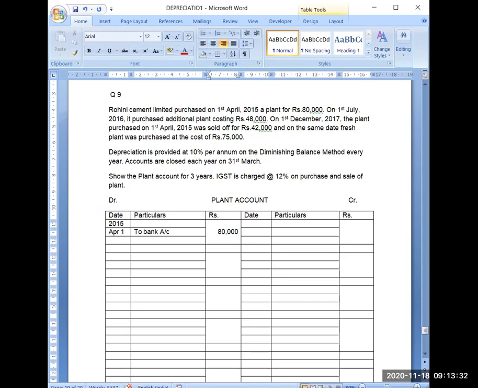On 1st July 2016, now I have to decide whether this 1st July 2016 will be in this year only or in the next year. So you decide and tell me. Whether this 1st July 2016 will be in the financial year 15-16 or 16-17.